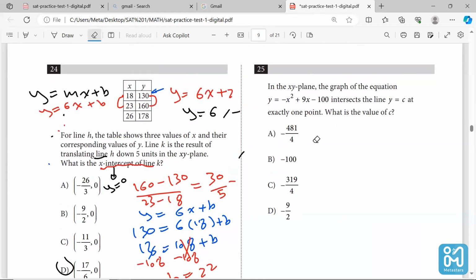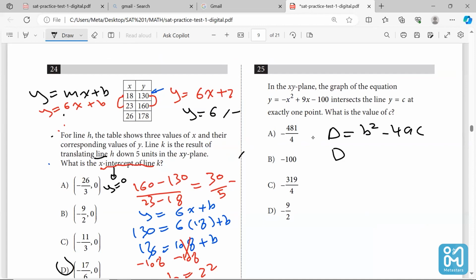Okay. Here, in the xy plane, the graph of the equation y equals minus x squared plus 9x minus 100 intersects the line y equals c at exactly 1 point. Okay, before we start, when I see a quadratic and I have exactly 1 point, you should talk about the discriminant. What is the discriminant? D equals b squared minus 4ac.